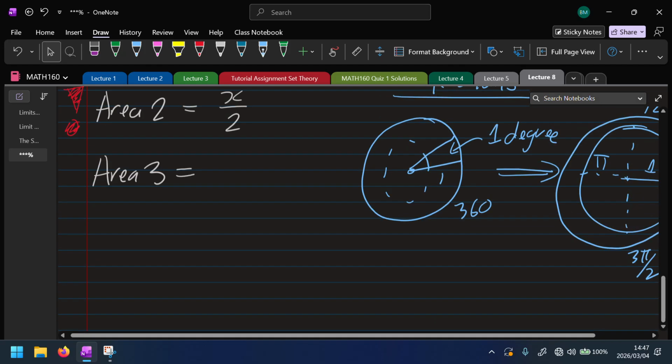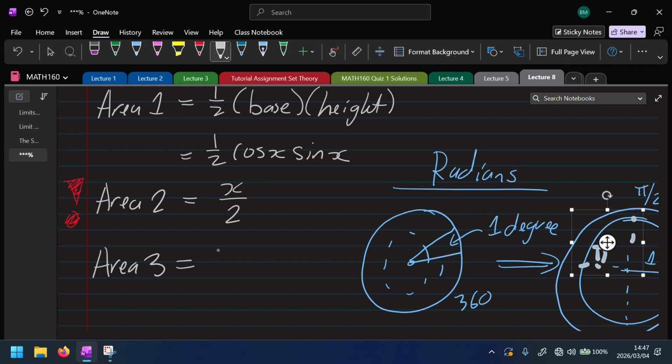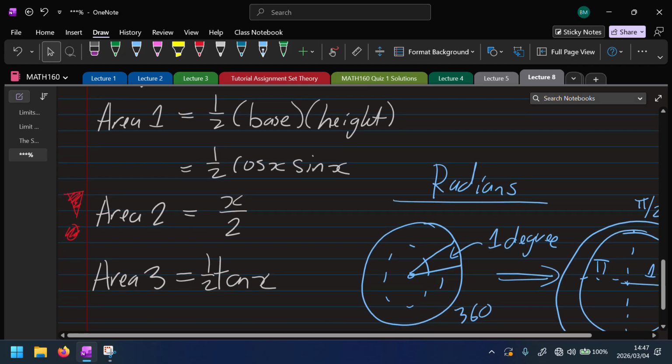So the area will be half tan x, half base times height. The base is just 1, so we don't have to worry about that. Okay, so we've got area 1, area 2, area 3. Finally, we're going to put everything together and then use the squeeze theorem.